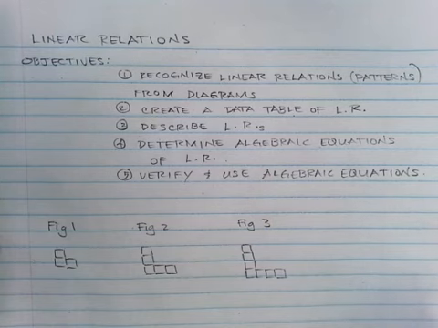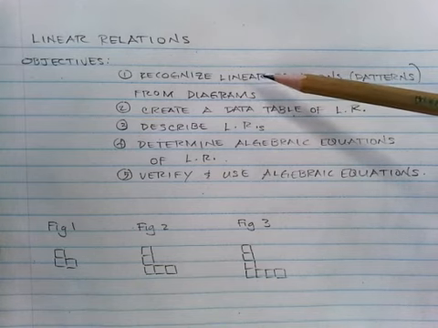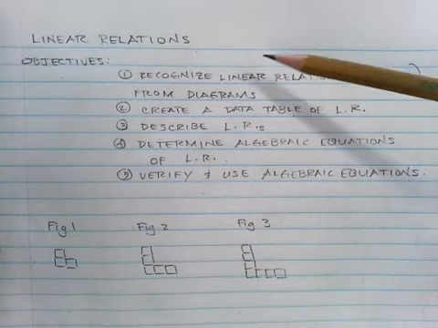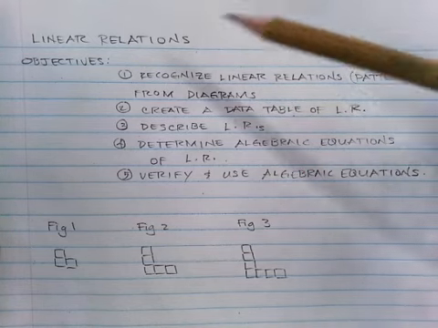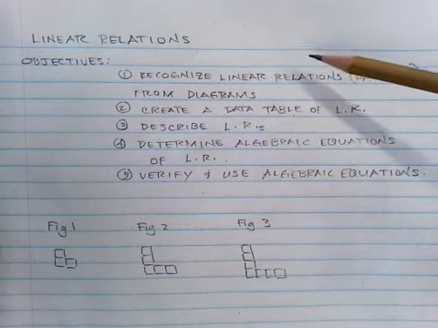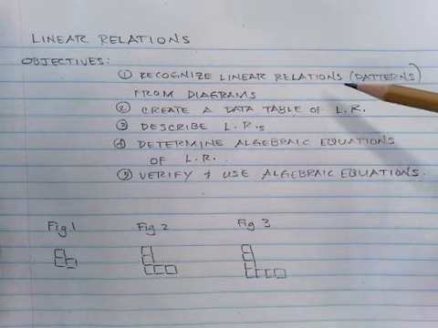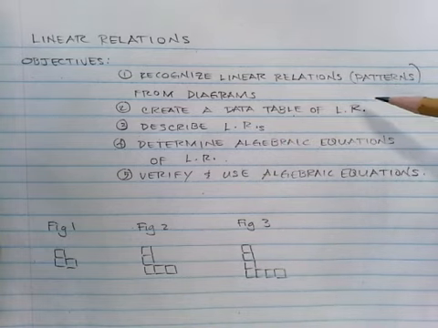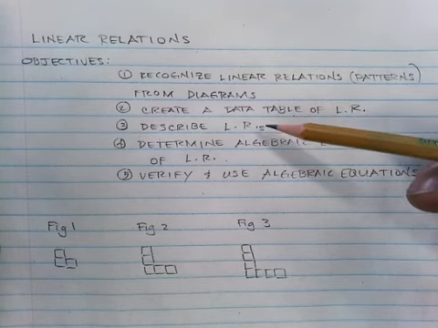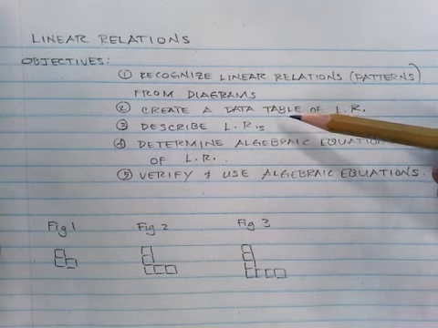So here are the objectives that I'm trying to teach you. This is linear relations. The first objective is being able to recognize linear relations from diagrams. That's what this video is going to be about. And as you know, in class, your real objective throughout the unit is to be able to recognize linear relations from diagrams, from data tables, from graphs, and from real life examples. I don't know if we're going to be able to do the real life example here today, but we'll try to maybe in the next video.